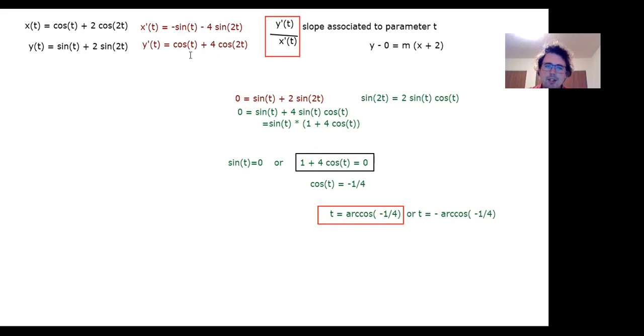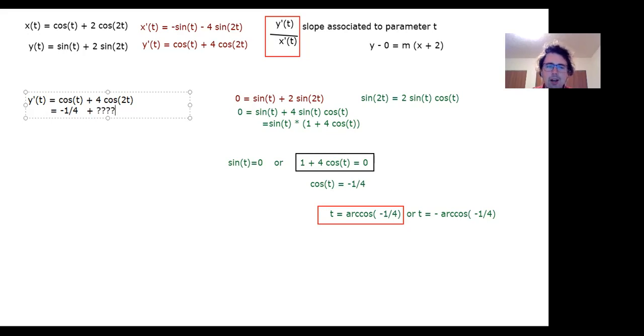So I need to take these two different derivative functions and evaluate them for this particular value of t. How do I find y prime of t? Well, that's just cosine of t plus 4 times cosine of 2t. Well, I already know that for this particular value of t, t is the arc cosine of -1/4, so that cosine had better be -1/4. That is exactly what the inverse trig functions are designed to do. They make calculating the cosine and sine function very simple.